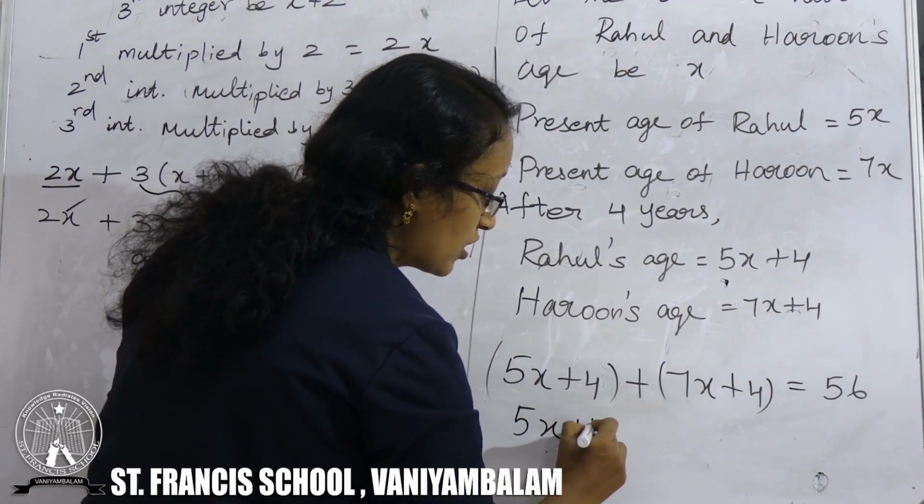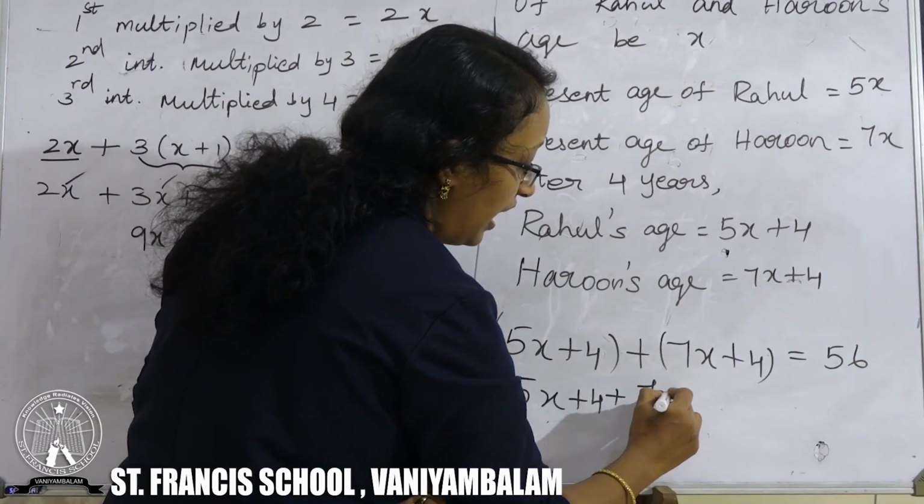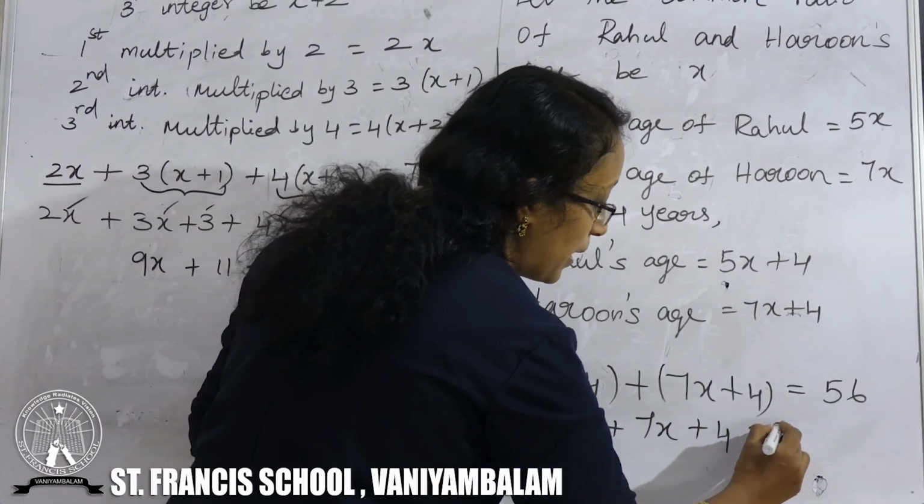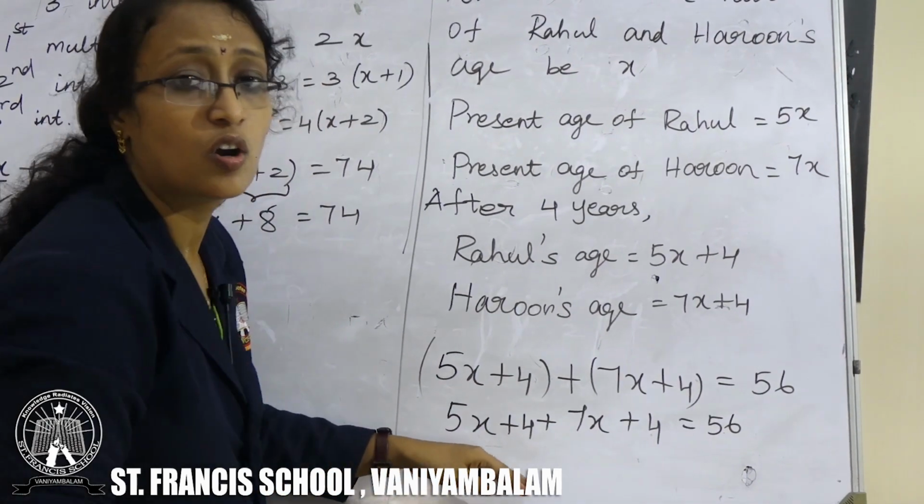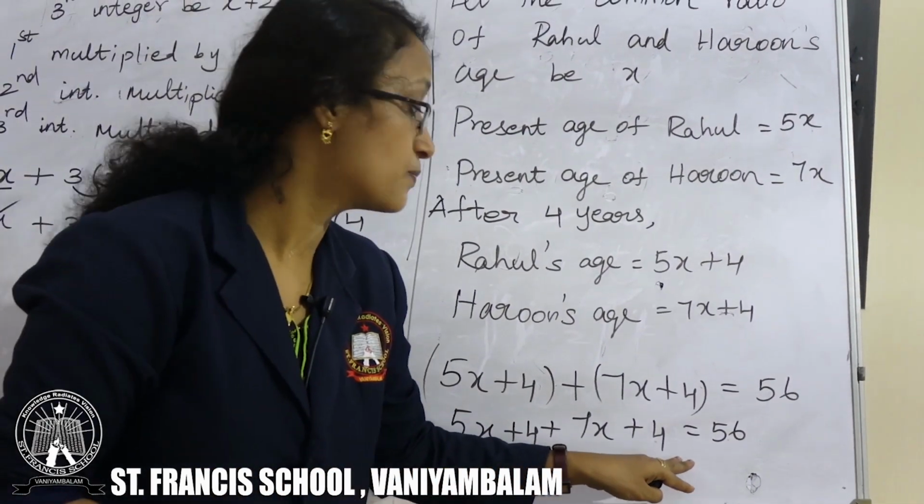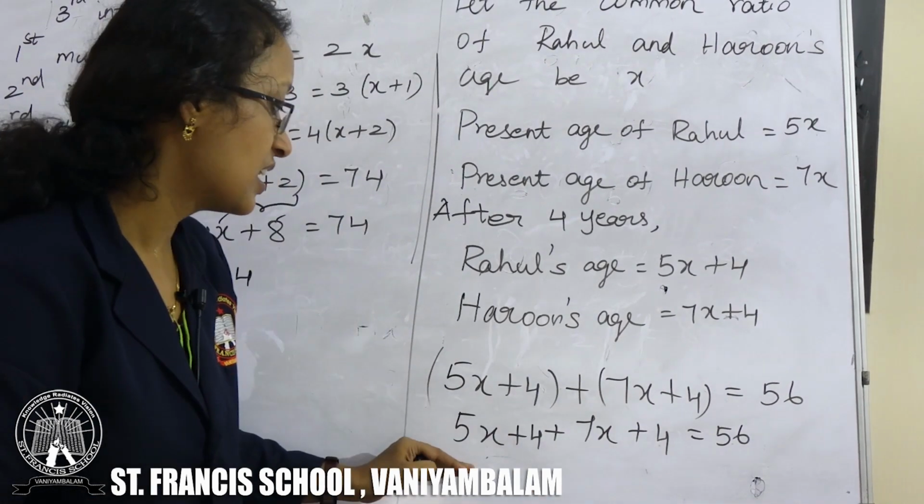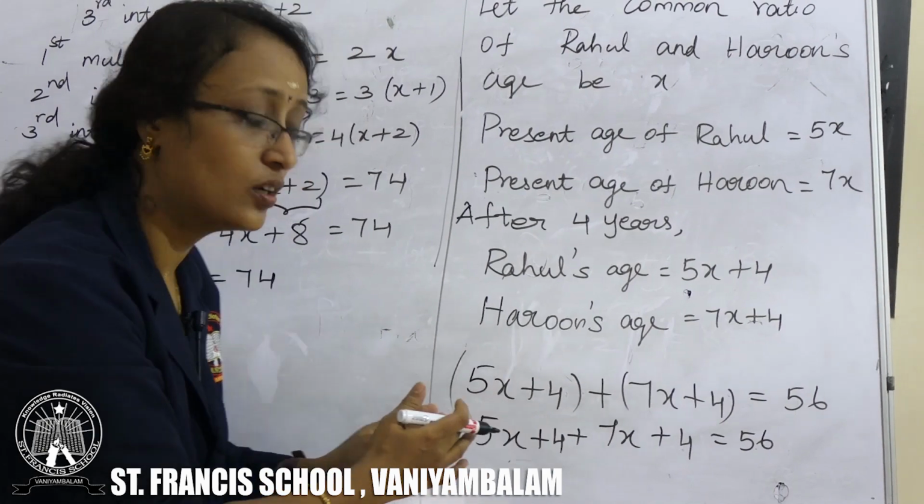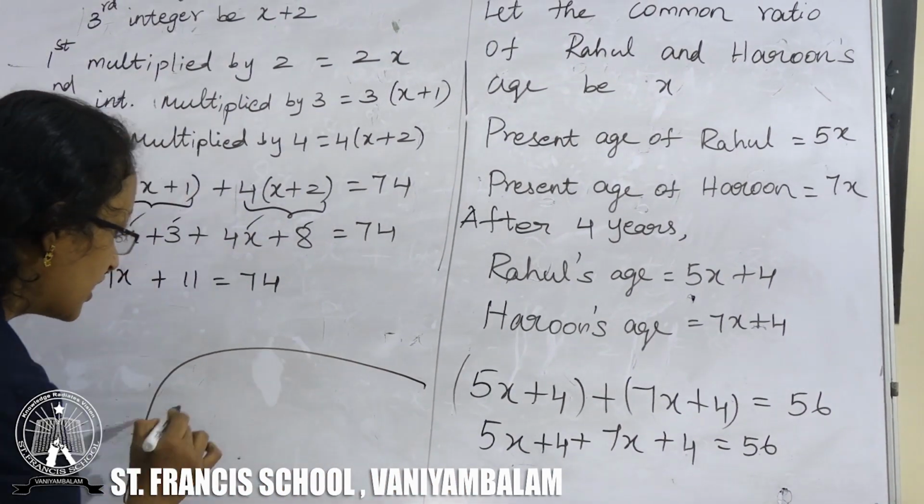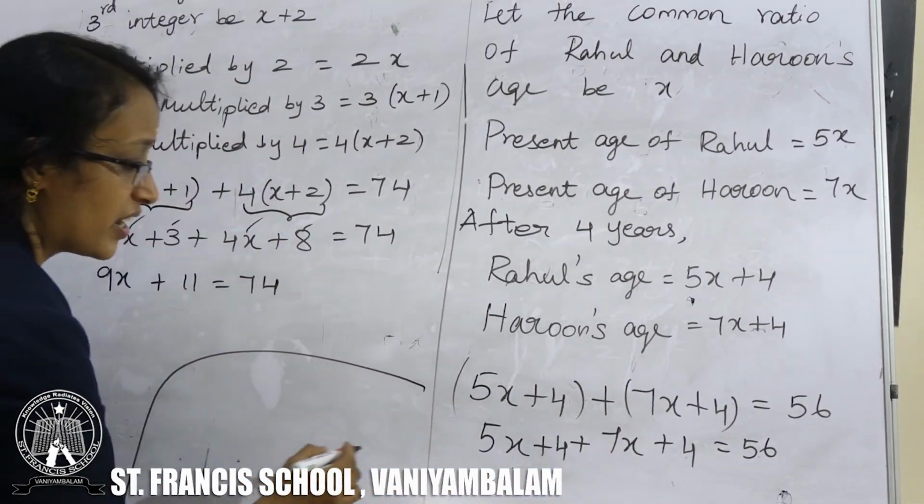Remove the brackets because everything is in addition. So you can remove the brackets directly and write the values as they are. Now you got 5x plus 4 plus 7x plus 4 is equal to 56. Add the like terms and write the equation. I'll write the equation here. 7x plus 5x, like terms.